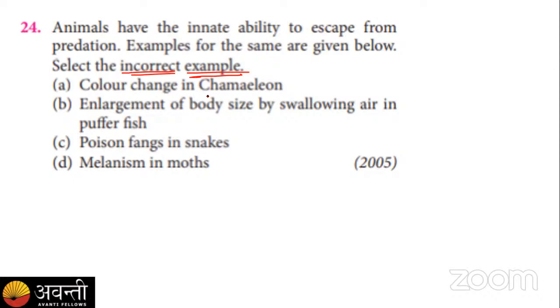Camouflage, change in color, that means camouflage. The enlargement of size. Whenever a predator comes in contact with a pufferfish, it swallows air and puffs up like a balloon, right? Due to which the spikes present on the body of the fish get protruded. The C, the poison fangs in snakes, is wrong, because these poison fangs of the snake are used as a predator's weapon on the prey. So the option C is an incorrect example.